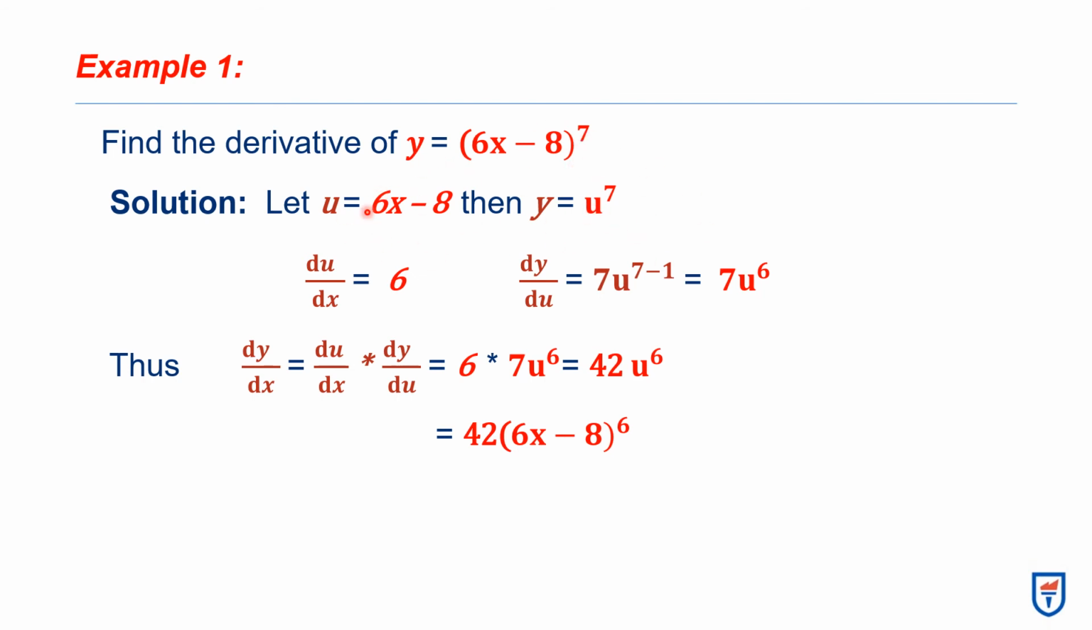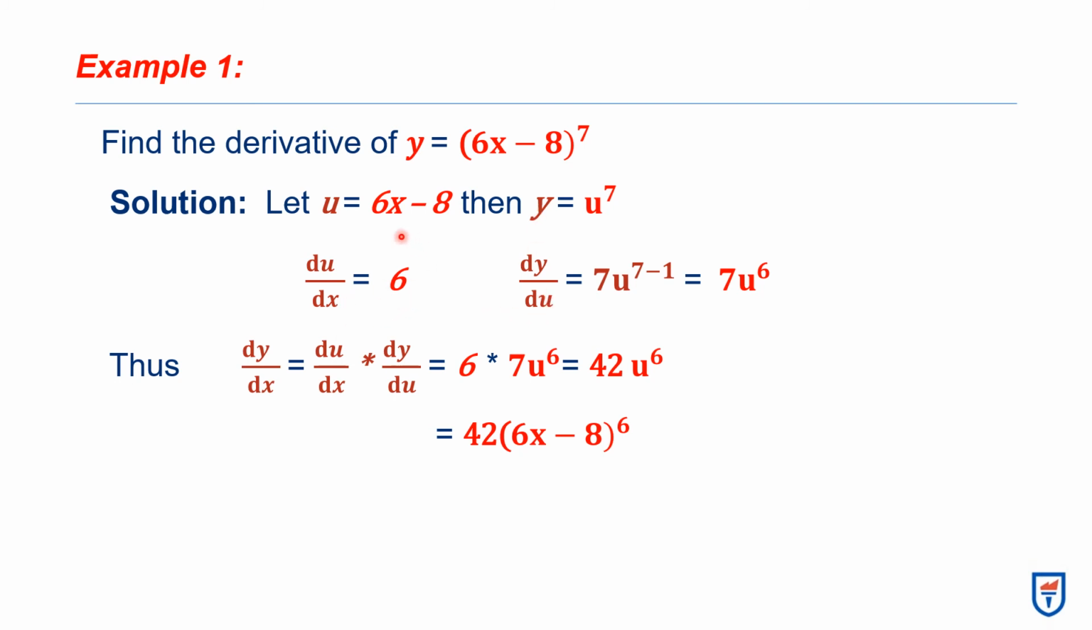So now we have two functions, the one in terms of u and the one in terms of y. We differentiate the inner function in terms of x, which means du/dx. When we differentiate 6x, we get 6, and the differentiation of a constant is 0. So our du/dx is going to be 6. And then we differentiate y in terms of u. Here we use the power rule. We take 7, which is the power, then we say 7 times u to the power 7 minus 1, which gives 7u to the power 6. So now we have our dy/du.